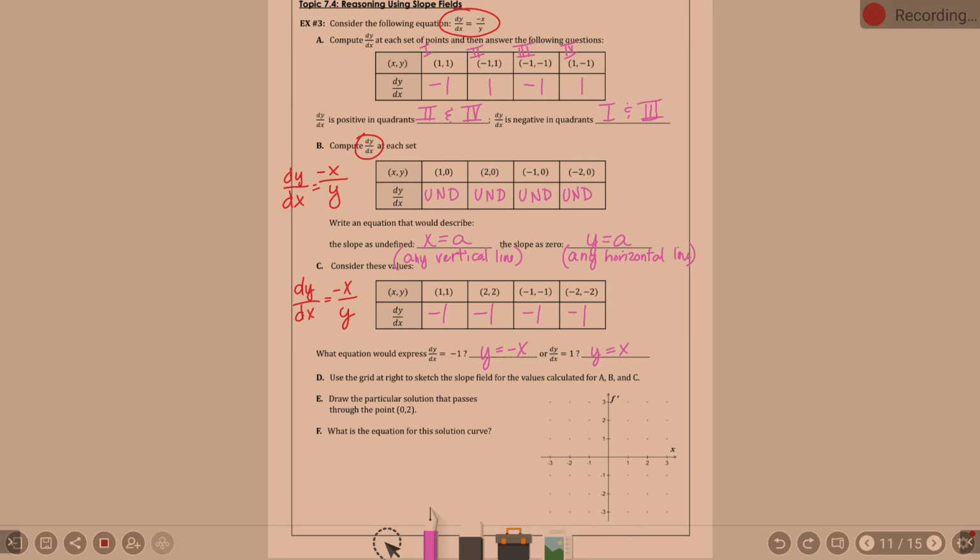Okay? Sounds fun. So then, let's see. We have a couple of questions to ask about it. We have a matching section. We have another slope field on the next page to talk about. Okay, we'll talk tomorrow.